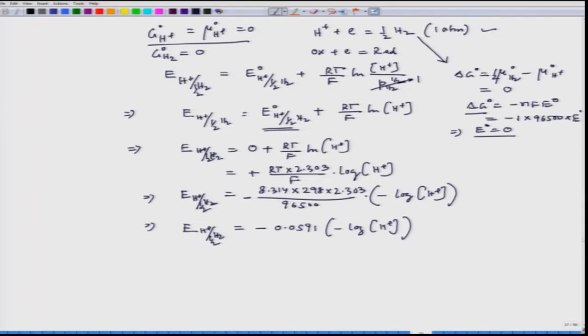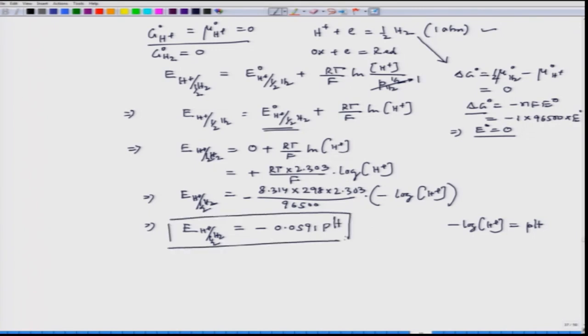0.0591. Now, interestingly, minus log H plus is nothing but pH. So I can remove this term and write pH. This is a crucial relation, and we will use it again.